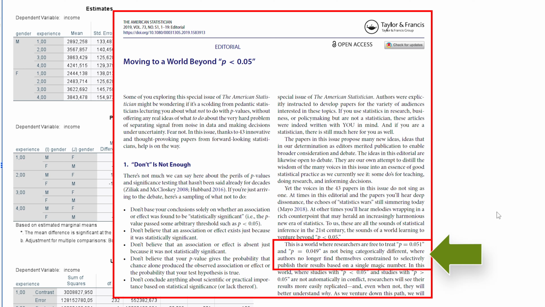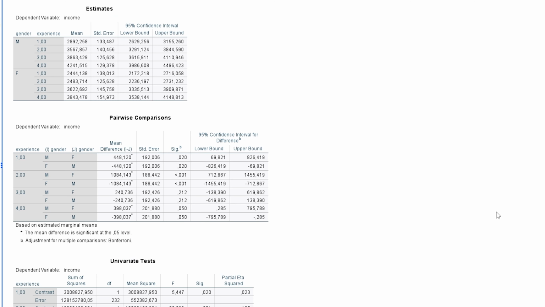For further reading, I highly recommend the 2019 article by Wasserstein et al., which provides an excellent summary of why p smaller 0.05 is so problematic. The mean differences column provides insight into the magnitude of these differences. For example, in the first row, I minus j represents the mean difference between men and women, which is 448. This means that in the dataset, men at experience level 1 have an average income that is 448 higher than women's. The other differences can be interpreted in the same way.